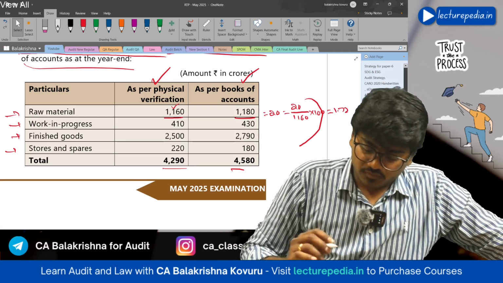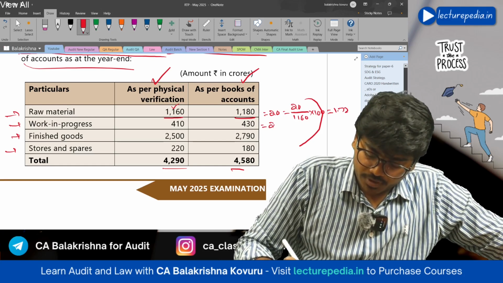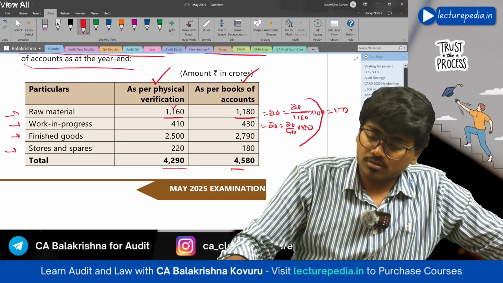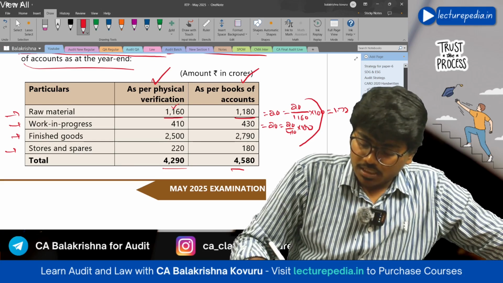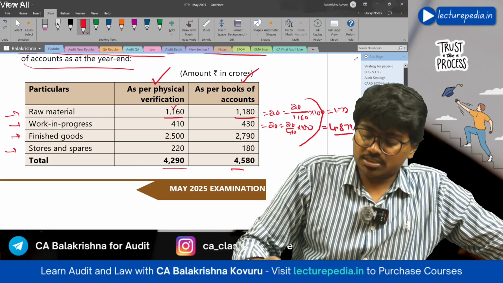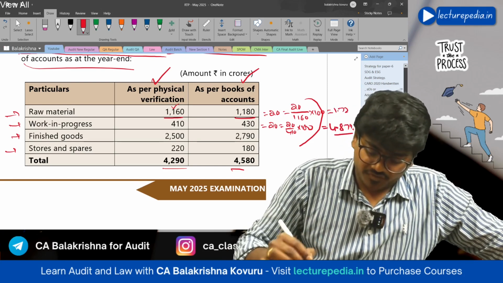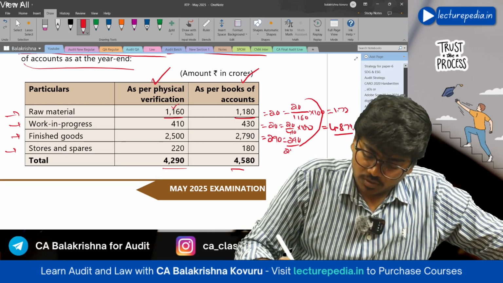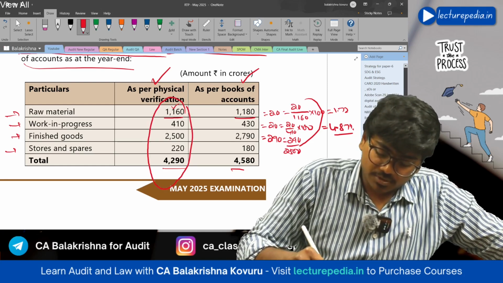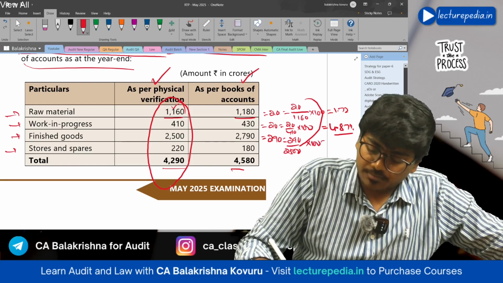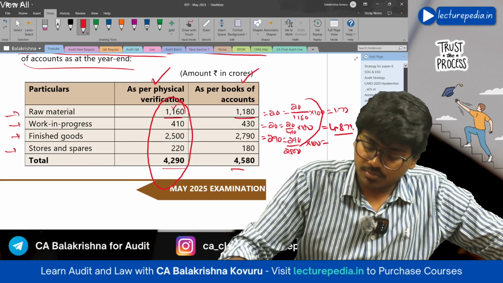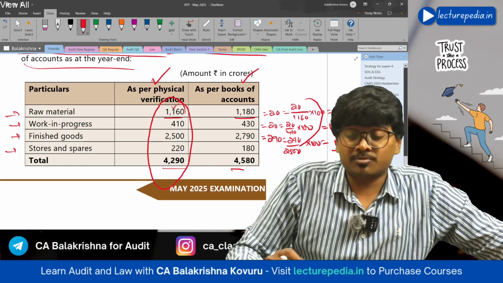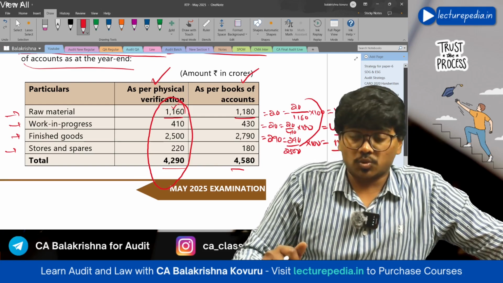Next, work in progress. In work in progress, the difference amount is again 20. If you calculate 20 by 410 into 100, it will be 4.87%. Again, this is also less than 10%, so you need not report. Next, finished goods. The discrepancy amount is 290. 290 divided by 2500. You should remember that the percentage should be calculated on this figure, into 100. So 290 divided by 2500 into 100 would be 11.6%, which is exceeding 10%. So you should report the discrepancy in finished goods under CARO.